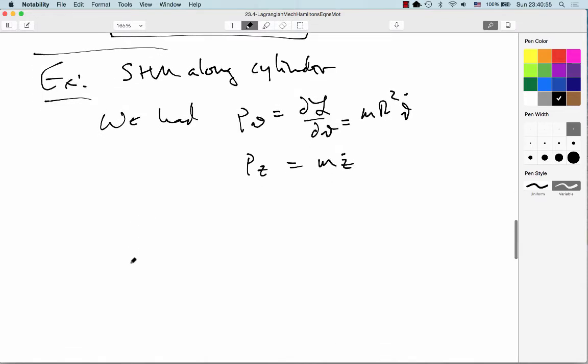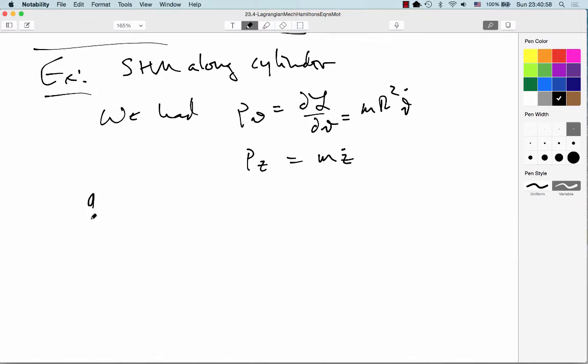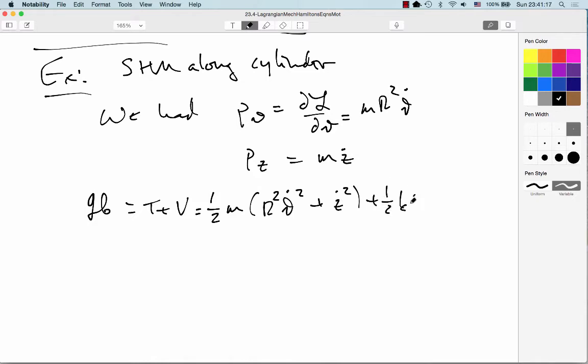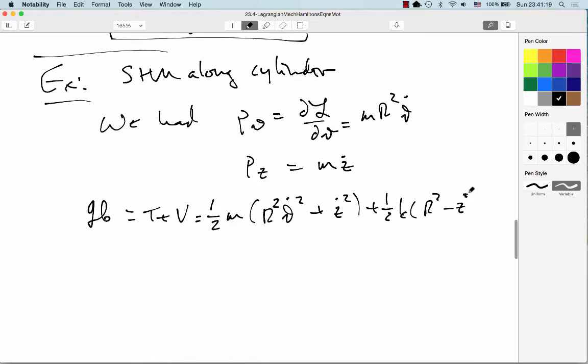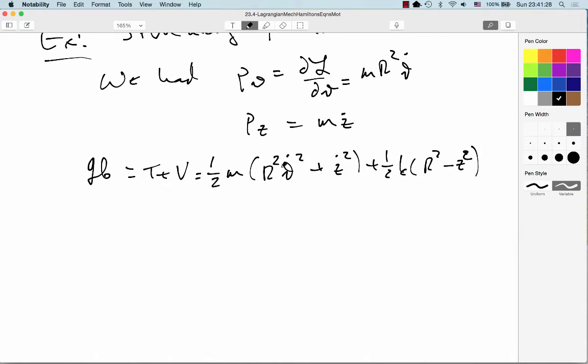So our Hamiltonian is T plus V, so that'll be 1/2 m, and that's because T is ignorable here, so I can go ahead and use that. 1/2 m r squared theta dot squared plus z dot squared plus 1/2 k r squared minus z squared. So the only difference is that we flipped the sign of this, and we now call it the Hamiltonian. But we've got to rewrite this in terms of our canonical momenta.